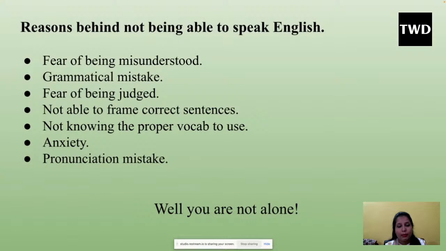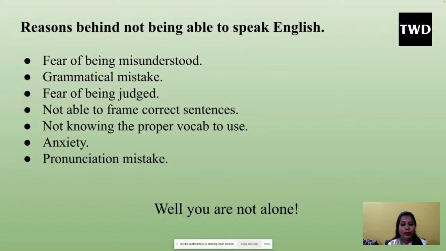No, language is something which should be practiced daily. From your birth till now you're speaking in your mother tongue, and that's why you are so much expert in your mother tongue. Same is the case with English also. You have to practice it, then only you will be able to learn this language.